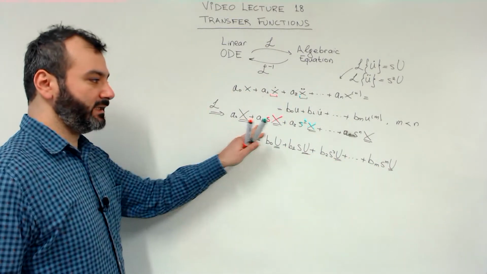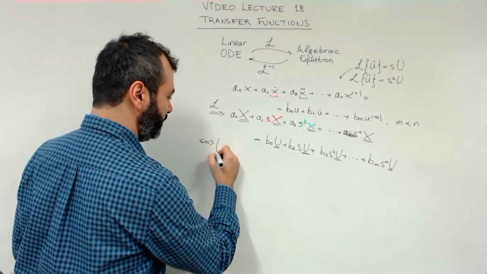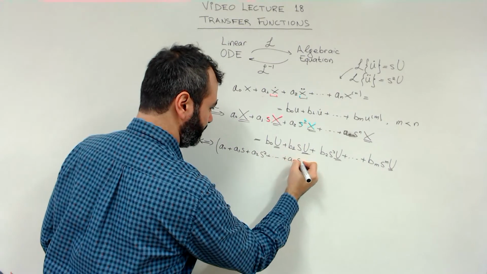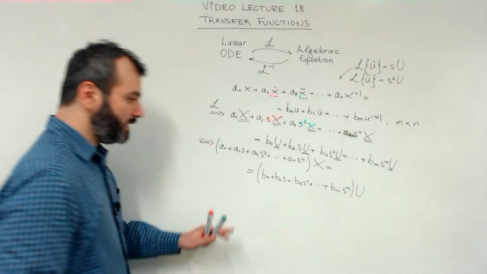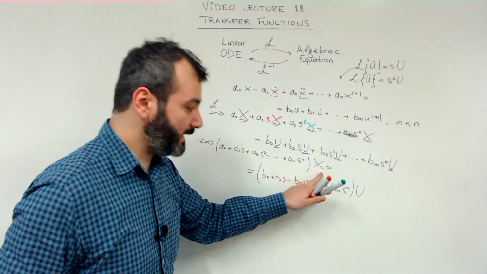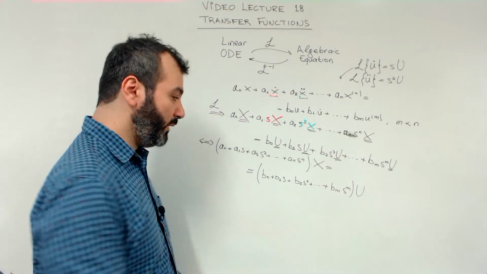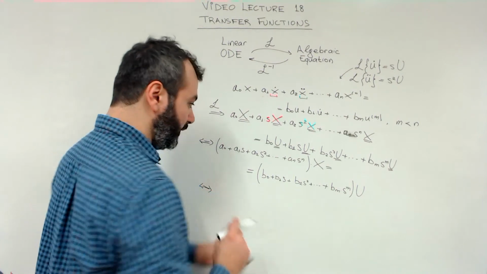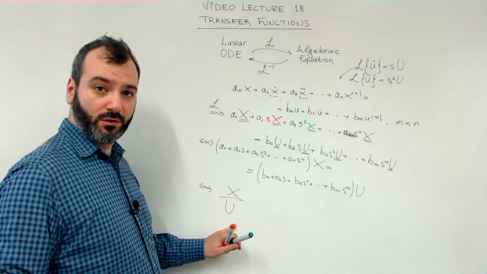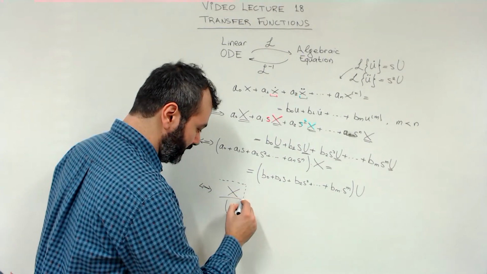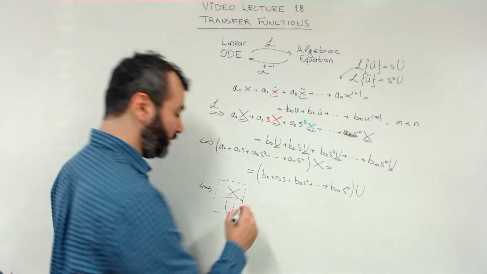So we can collect X and U respectively, and this equation can be written equivalently as follows. So we have a polynomial times X is equal to a polynomial times U. And now we will do the following trick. We will rearrange the terms and we will define X over U to be a function of s. Let's write it down first. So X over U is equal to the following.